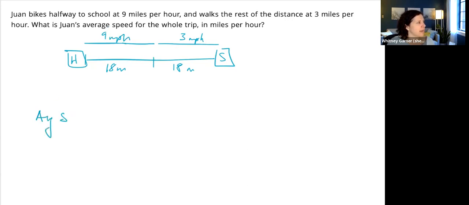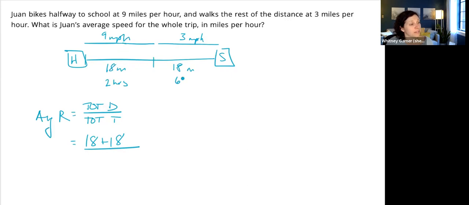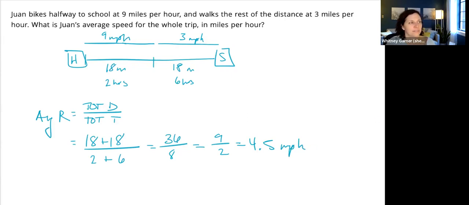My average speed, or rate rather, is total distance, or D1 plus D2, over total time. In this case, total distance is 18 plus 18. Total time, 9 miles per hour will take me 2 hours. 3 miles per hour will take me 6 hours. So we should expect that the speed is going to be a lot closer to three than it is to nine. And so 2 plus 6 is 8. So I've got 36 over 8. I'll cut both of those by four. So that's 9 over 2, or 4.5 miles per hour. Nicely done.